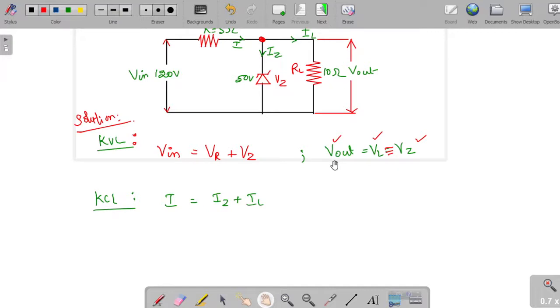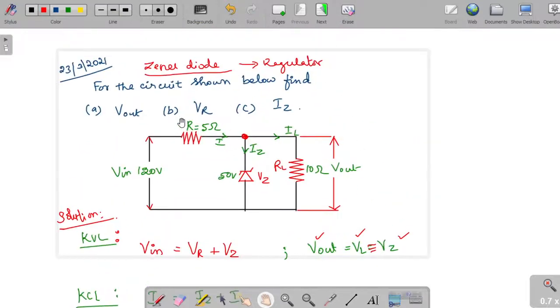Because it is asked about the output voltage and then the Zener current, and the next one is, three parameters are asked, isn't it? The first one is V out, second one is VR, the third one is IZ. So these three parameters can be easily found out if we understand this simple concept.